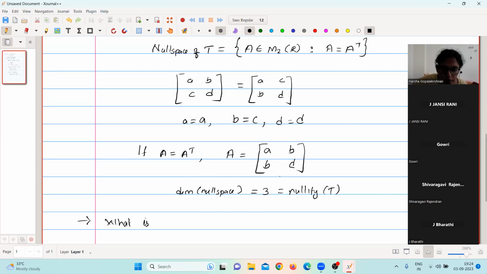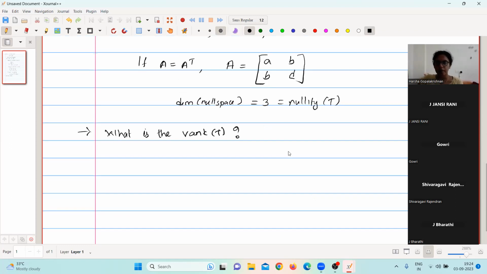What is the rank of T? Can anyone answer what is the rank of T? 1. What is the reason rank of T equal to 1? Dimension of V equal to rank of T plus nullity of T.